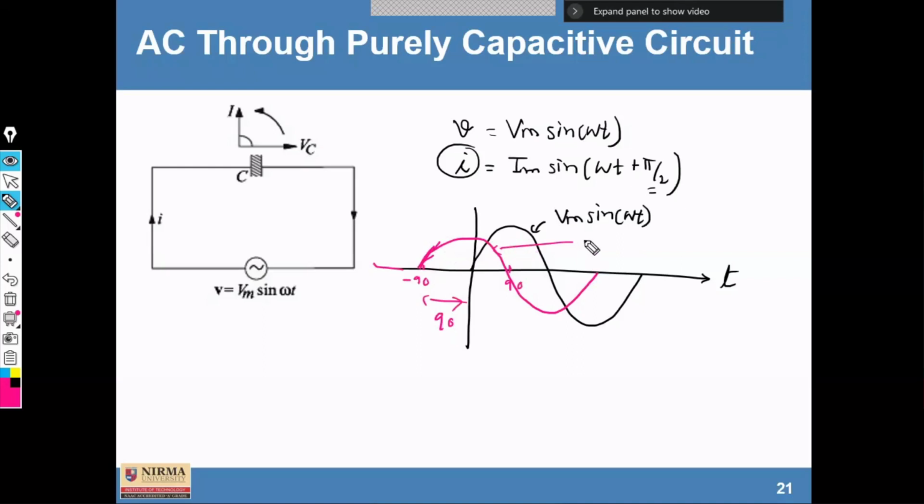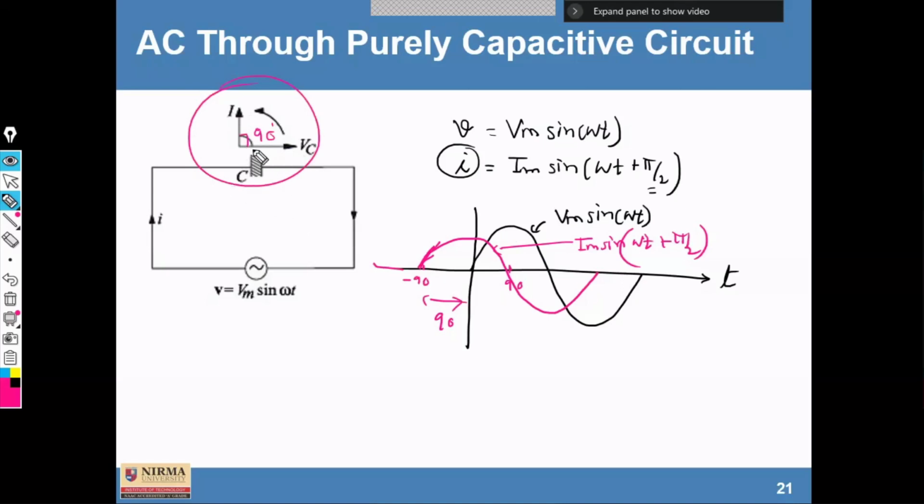So here we can write the equation of current as Im sine of omega t plus pi by 2. Whenever two different vectors with a 90 degree phase difference are represented for a circuit, then we can say this is a purely capacitive circuit.